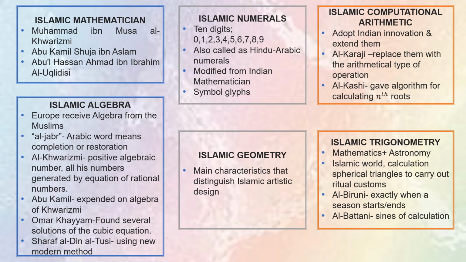Now, here's the summary for the topic of mathematics in Islamic civilization. These are the subtopics for this topic: Islamic mathematicians, Islamic numerals, Islamic computational arithmetic, Islamic algebra, Islamic geometry, and Islamic trigonometry. You can look up at this point.